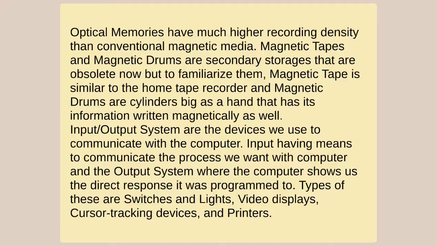Input or output systems are the devices we use to communicate with a computer. Input means communicating the process we want to the computer, and the output system is where the computer shows us the direct response it was programmed to give. Types of these are switches and lights, video displays, cursor tracking devices, and printers.